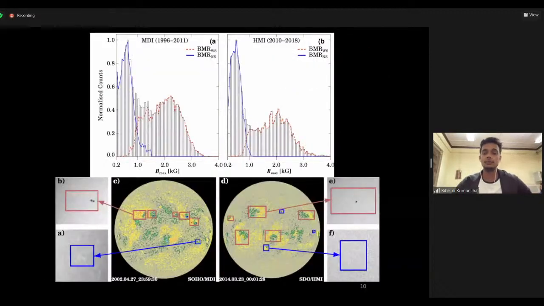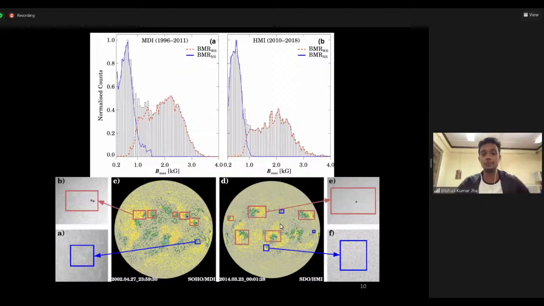To understand that, we looked at the magnetogram as well as almost simultaneous continuum images. And interestingly, we came to know that if you look at the red rectangles I have shown here, in the continuum image you will see some dark spot. But there is another class of bipolar region where you will not see any dark spot, similar for HMI data as well.